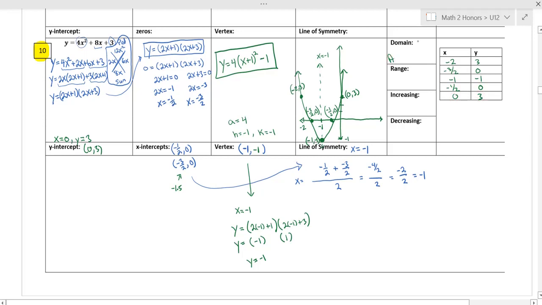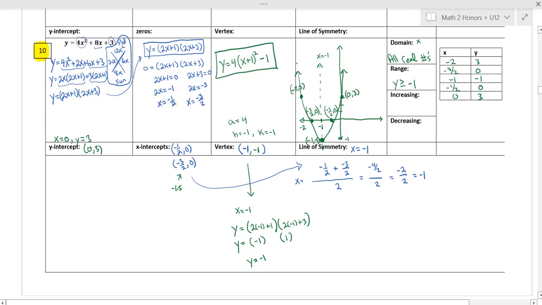Domain, what x values can we plug into this equation? All of them. Range, well, it has a lowest point. a is positive, so you see our parabola is opening up, and it has a minimum, which is our vertex, and the lowest value is at negative 1, so all y values bigger than or equal to that lowest value, negative 1, is our range.